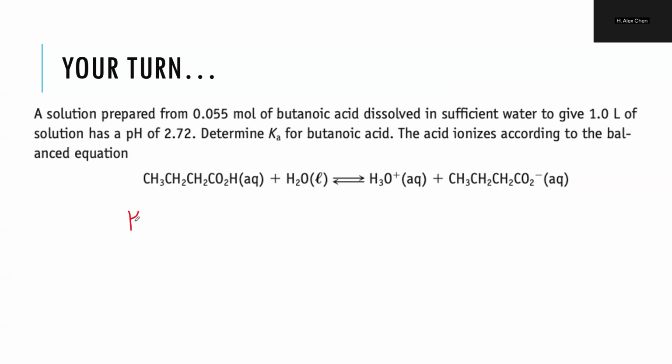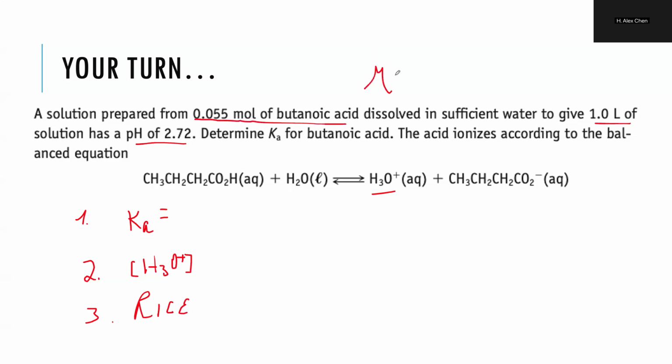I suggest first of all, you start by writing an equilibrium expression for Ka. Again, you ignore the water. Secondly, you can find the H3O plus concentration from the given pH. And third, you're going to do a RICE table of the initial, change and equilibrium. Here, for the initial, you're given the moles of butanoic acid in 1 liter.